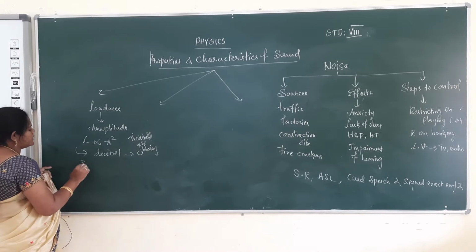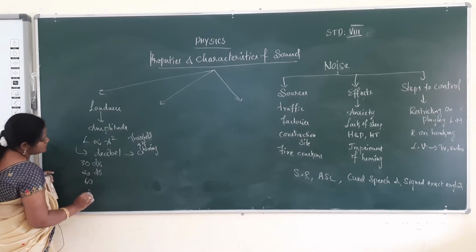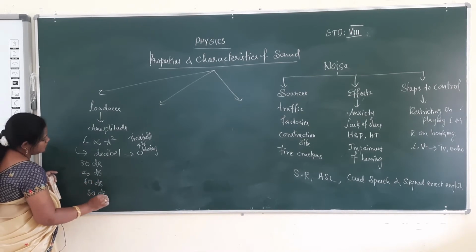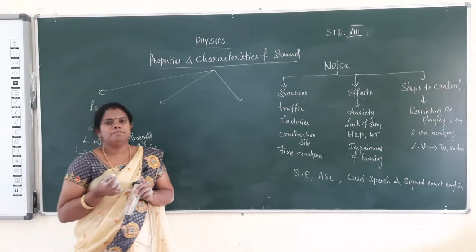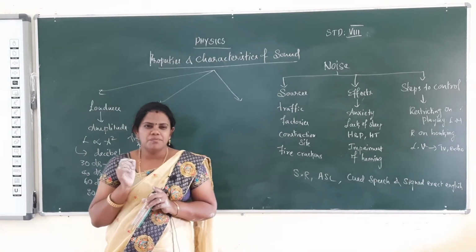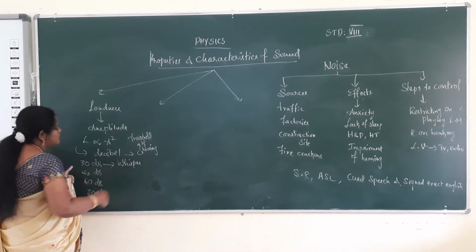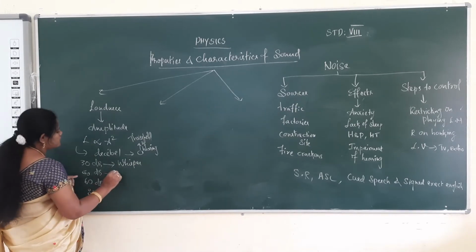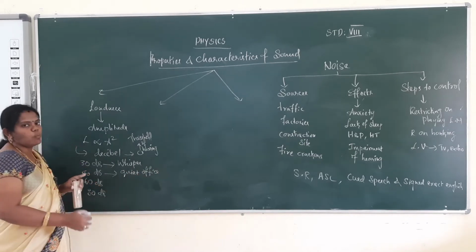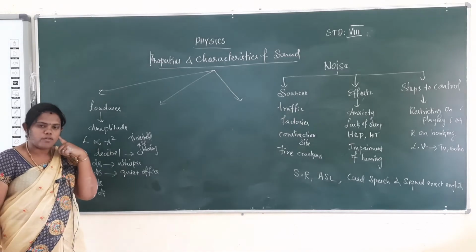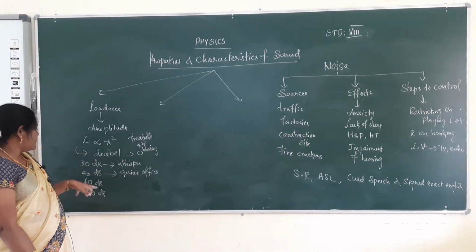Then 30 decibel, 40 decibel, 60 decibel and 80 decibel, so there are more and more values. 30 decibel is murmuring, that is a whisper, speaking into the ear. Then quiet office means speaking calmly, normally, without much noise.